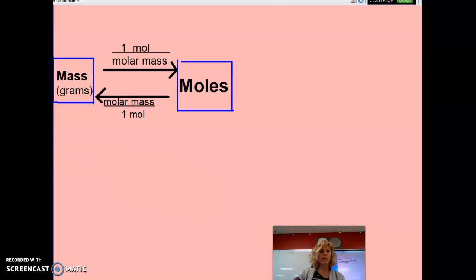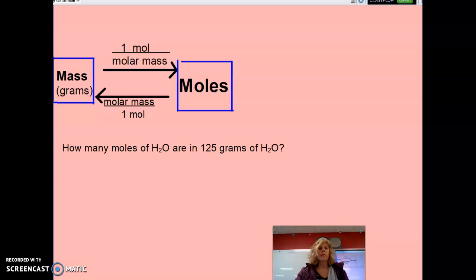I'm just going to do some examples with you. All right, let's solve the problem. How many moles of H2O are in 125 grams of H2O? I'm going to start by underlining what's important. It's important to know that I have H2O because, remember, you can find the molar mass of a substance and we actually need that in the conversion. Then I want to know how many moles, so I'm going to circle that. And I want to know how many moles are in 125 grams.